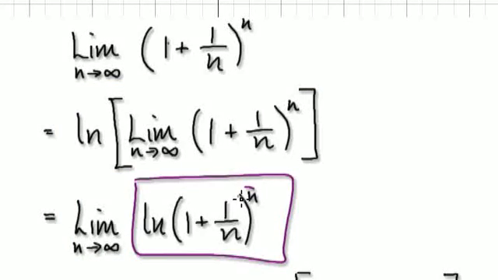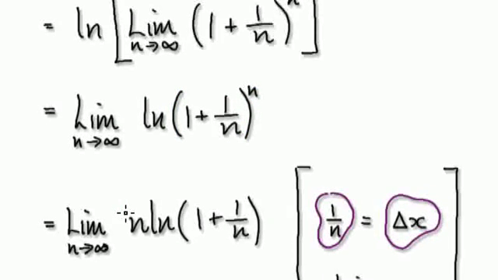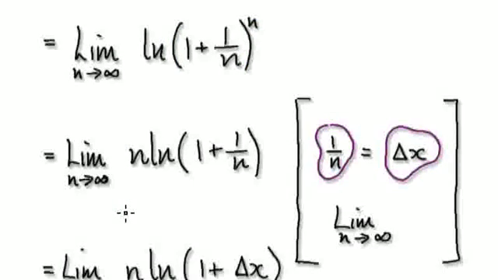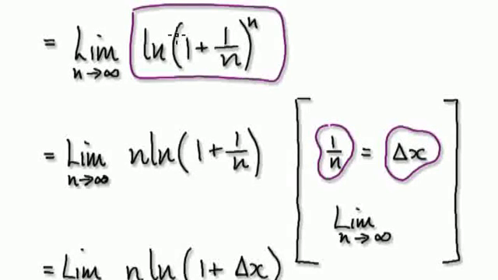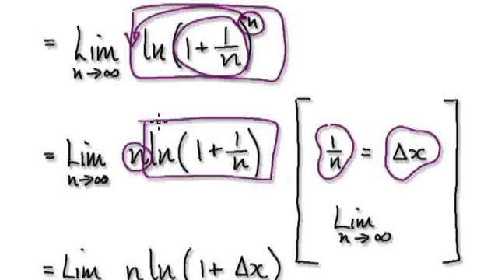When you log something to the power of another thing, you can actually move the n down to here. So that will then give you this. If you natural log something to the power of another thing, you can take the other thing down to here. So that will give you n and then times this thing here.